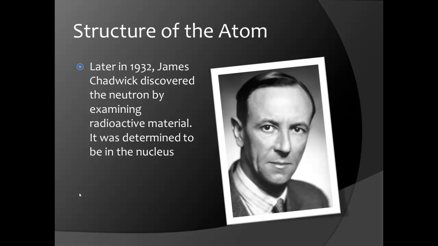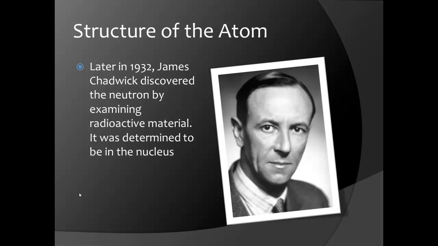It wasn't until 1932 when Chadwick had discovered the neutrons of the atom when studying radioactive material. And he figured out the particle of the neutron. Therefore, now we have the structure of the atom with the nucleus and the protons and neutrons in the nucleus and the electrons scattered about.